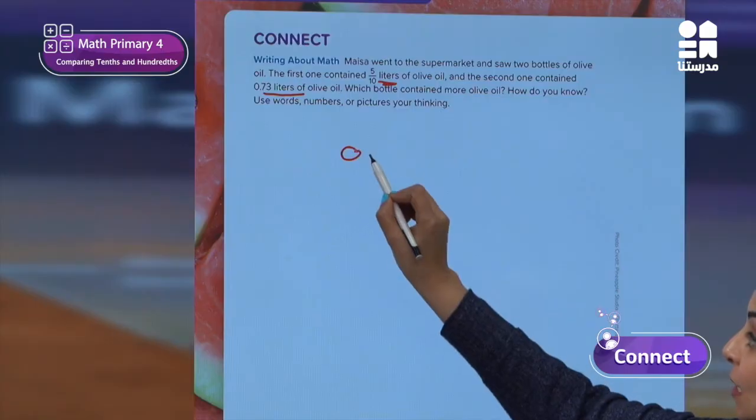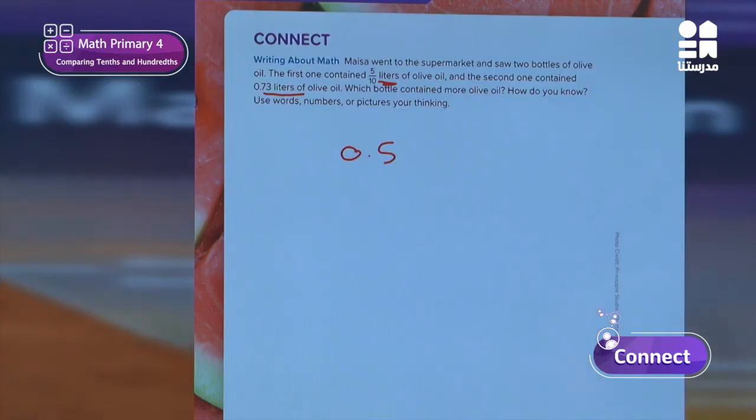And now, after you have finished, let's compare, and we will write the two fractions in the same form. Agreed, when we compare two fractions or decimals, we must write them in the same form. We could write the fraction 5/10 as a decimal. How do I write 5/10 as a decimal? Yes, it will be 0.5 or 5 tenths.